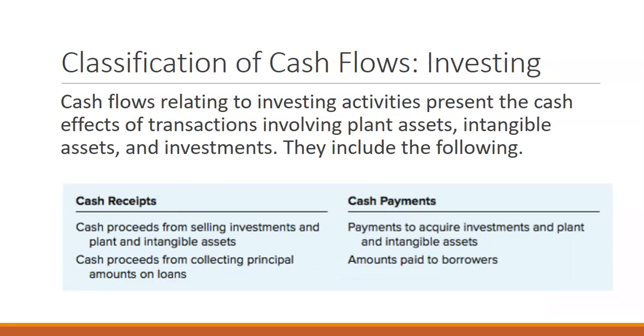The cash flows from investing are cash proceeds from collecting principal on loans and from selling investments and plant and intangible assets, or cash payments out to buy more property, plant and equipment, intangible assets, investments, or paying money out to borrowers.